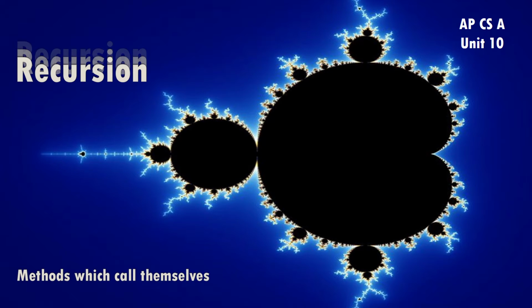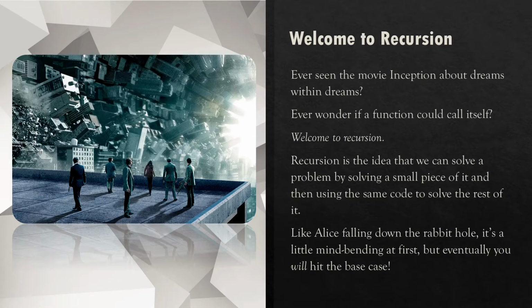Recursion is a relatively small unit in APCSA. It's not a huge amount of points, but there are a couple of concepts in here which are worth looking at, and they're not that hard to get. It's just a little bit of a different way of thinking, which sometimes scares people, but this won't be too scary. So, it's kind of like the movie Inception. If you've seen the movie Inception, that will give you an idea of what we're talking about here. Dream within a dream. You can also say a function calling itself.